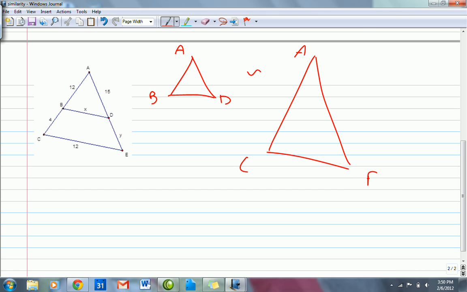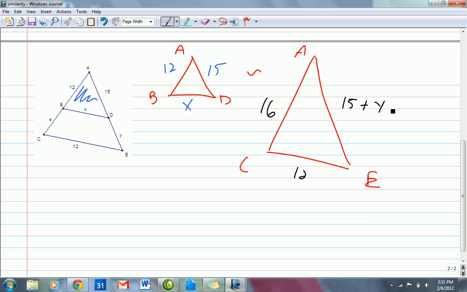After I've separated them, what I'm going to do is label the sides. So I have 12, 15, and x in triangle ABD. In my whole triangle, I have 12 plus 4 for side AC, so that's 16, and this bottom base CE is 12. And this piece over here I'll call 15 plus y. So I want to solve for x and y. That's what I'm trying to do with this problem.